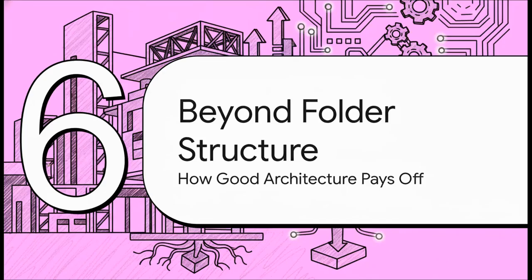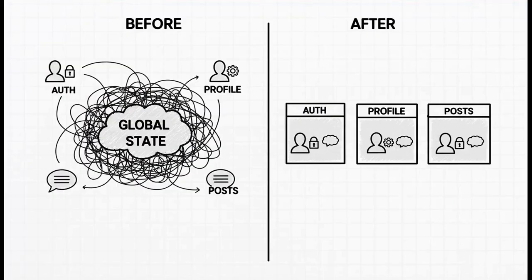So you've done all this work. You've built this beautiful, clean structure. The payoff here goes way beyond just finding files faster. A good architecture actually unlocks more advanced development patterns. Take state management. Now, your authentication feature can handle its own state. Whether you're using React Context or a Redux Toolkit slice, all that logic lives right there next to the UI that uses it. You can say goodbye to those giant, scary global state files.